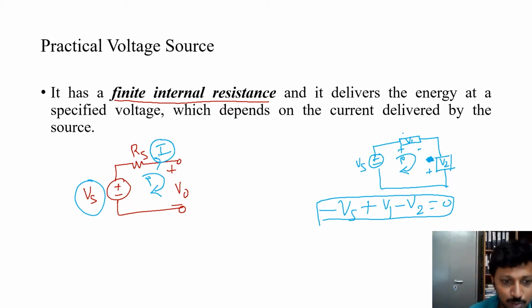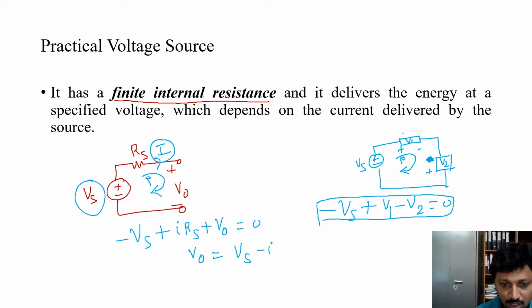Now I am going to apply the same thing here. Minus Vs, since the current is entering into the minus terminal. Plus I into Rs. Then after that it will enter into the plus terminal, so plus V0 is equal to 0. I want to check the terminal voltage. So V0 is equal to Vs minus I into Rs. This one is the important equation.